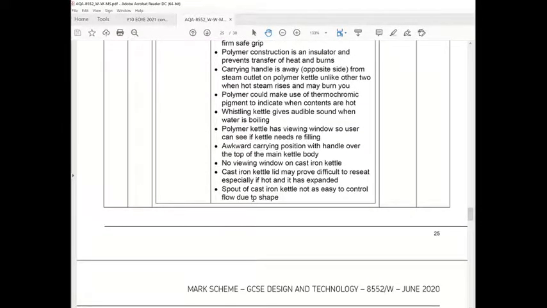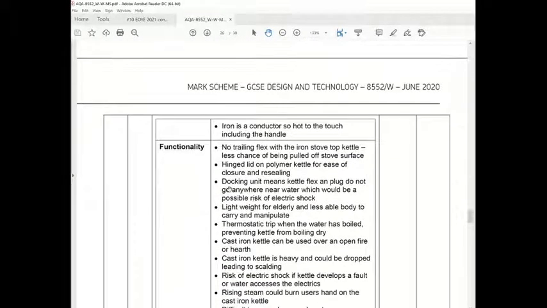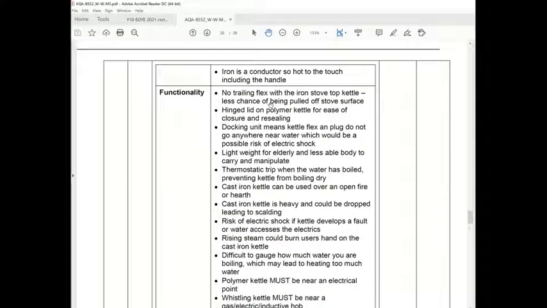So then we go on to functionality. No trailing flex with the iron stovetop kettles. We've got hinged lids. We've got lids which are accessed via a button. Docking unit means you can go anywhere. Lightweight for elderly people. Bigger handle for elderly people.